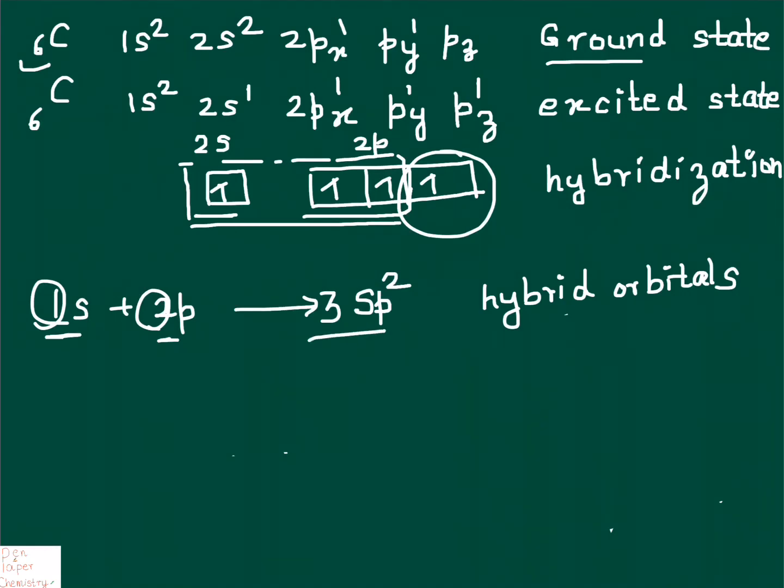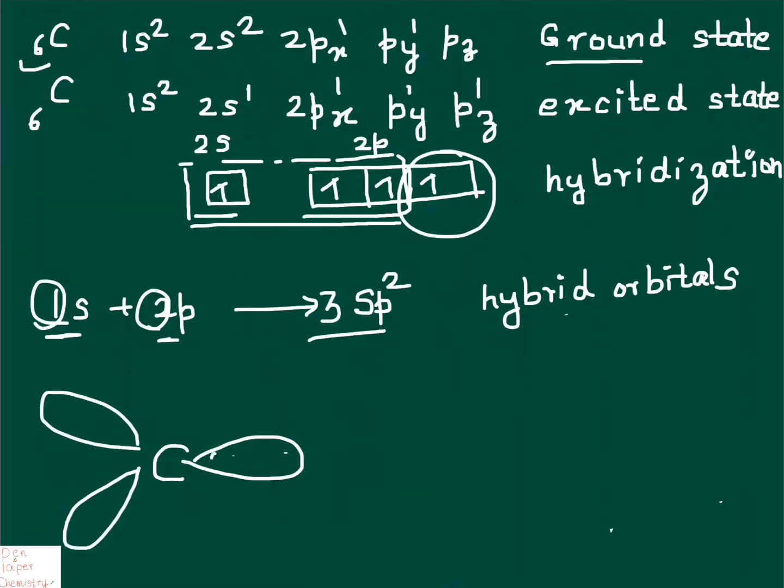Now, these 3 sp2 hybrid orbitals are oriented maximum distance apart from each other, giving us a 120 degree spread. So, let me shade them so that we have more clarity. Each orbital has one unpaired electron.